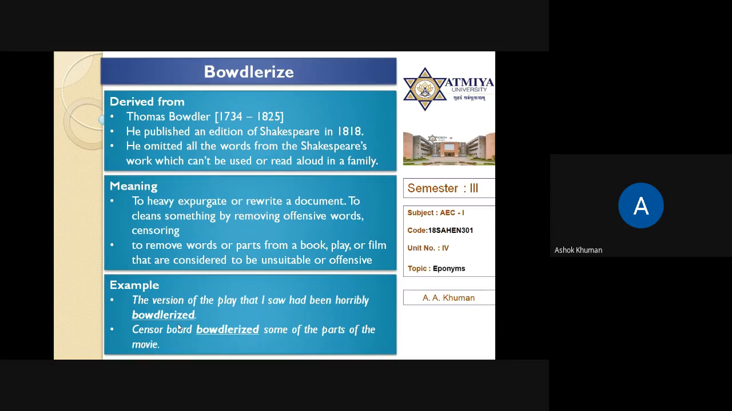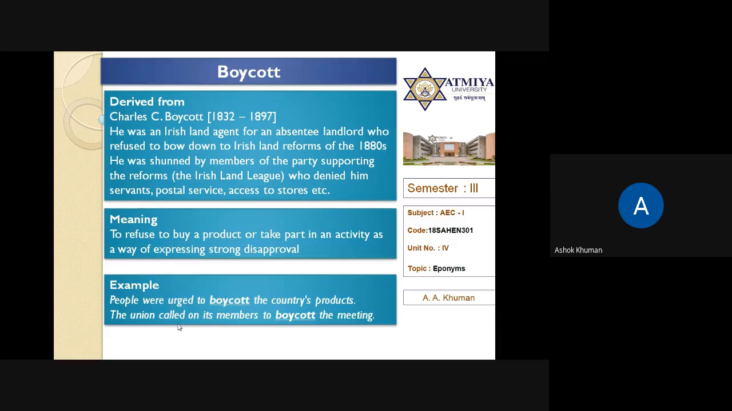Bowdlerize has come from Thomas Bowdler and means to remove. Remove also means expurgate. Expurgation, or it is also called rewriting any document by removing offensive, abusive words. In a movie, in a book, or anything, you remove unnecessary, unsuitable, offensive, abusive words or any part. That is called Bowdlerize.